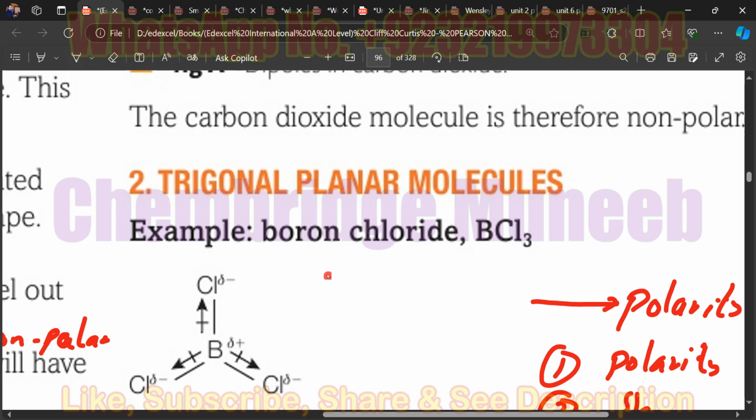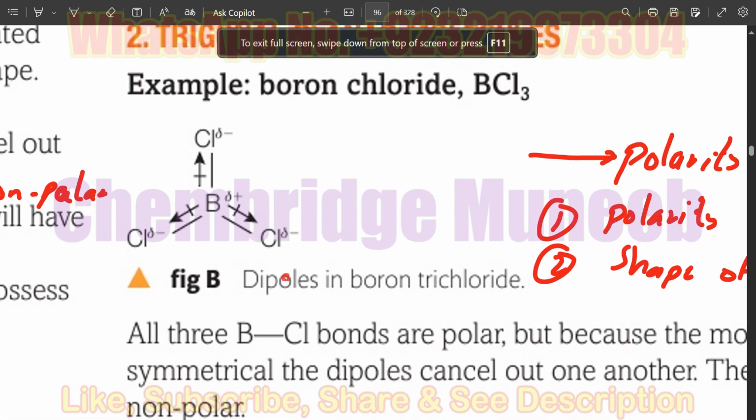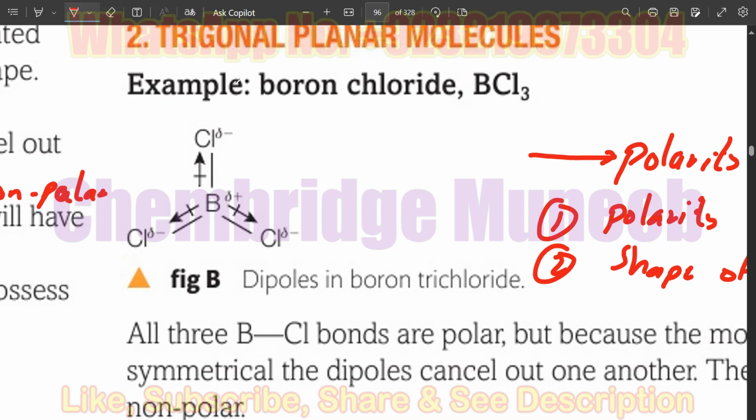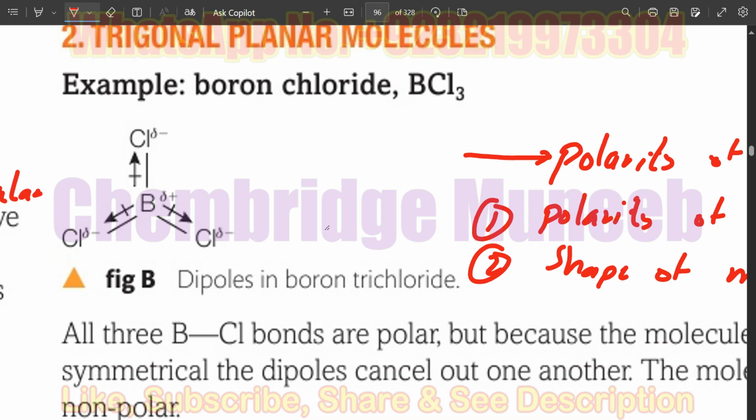Now the next example is of a trigonal planar molecule. In trigonal planar, they are taking the example of boron trichloride. In boron trichloride, again the electronegative value of boron is smaller than that of chlorine. That's why the boron center is considered a partial positive area, and the chlorine atoms are considered partial negative atoms. Now here the arrows start from boron and terminate at chlorine. Now again you have to check.